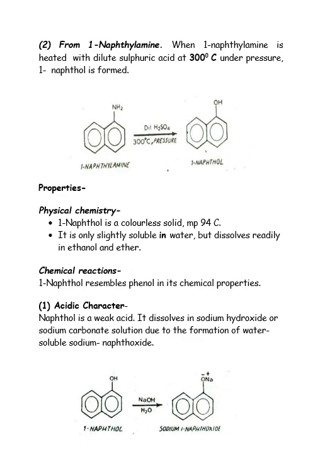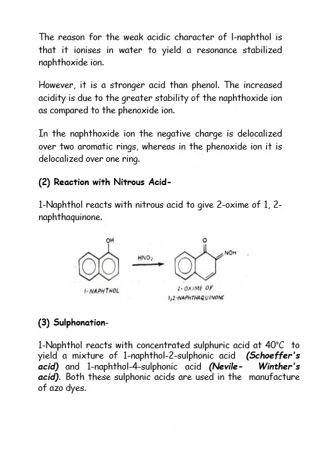Next, acidic character. Naphthol is a weak acid. It dissolves in sodium hydroxide or sodium carbonate solution due to the formation of water-soluble sodium naphthoxide. The reason for the weak acidic character of 1-naphthol is that it ionizes in water to yield a resonance-stabilized naphthoxide ion. However, it is a stronger acid than phenol. The increased acidity is due to the greater stability of the naphthoxide ion as compared to the phenoxide ion. In the naphthoxide ion, the negative charge is delocalized over two aromatic rings, whereas in the phenoxide ion it is delocalized over one ring.